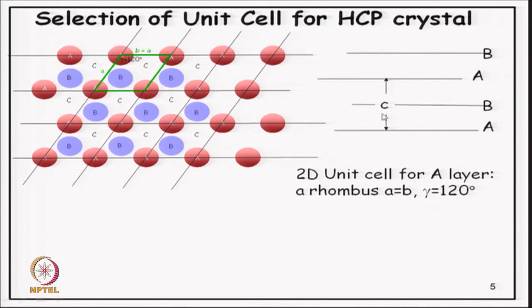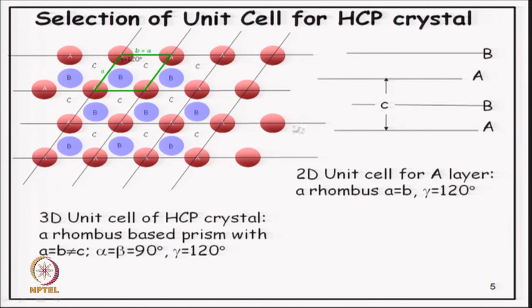So, the c distance is actually twice the interplanar spacing. This is important to keep in mind. So, the c distance is not from an A layer to a B layer, but from an A layer to the next A layer. And the interplanar spacing is from A to B. So, c is 2 times the interplanar spacing of these close packed planes.